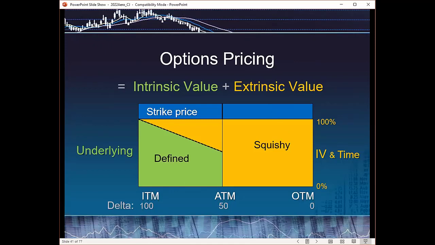So the key to this understanding of using options is that when we're selecting a somewhat in the money option, at least half or maybe more than half of its value is defined by the intrinsic value, and less than that is squishy with the extrinsic value. And the extrinsic value is the part that gets impacted as volatility changes or time decays.